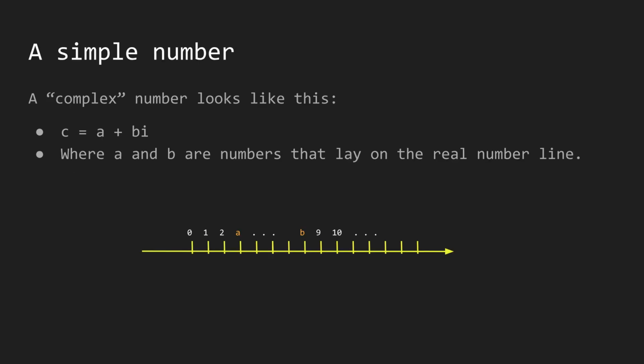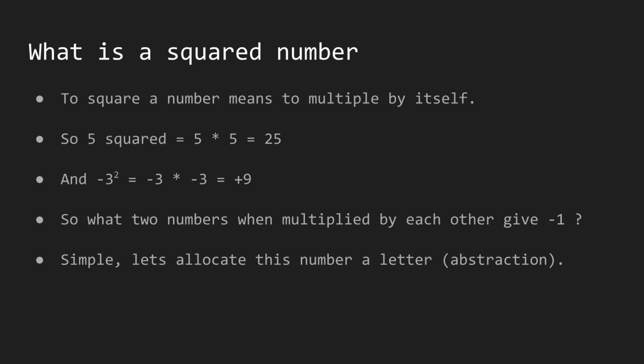A complex number, C, looks like A plus BI, where A and B are real numbers on the number line. It combines a real part and an imaginary part. Squaring a number means multiplying it by itself. For example, 5 squared is 25, and minus 3 squared is plus 9. The question is, what two numbers multiply to give minus 1?